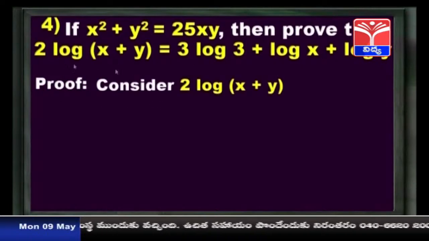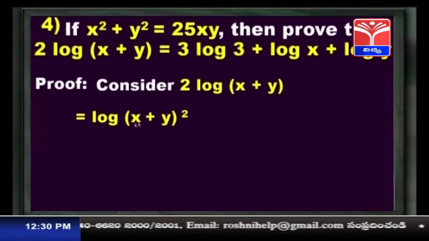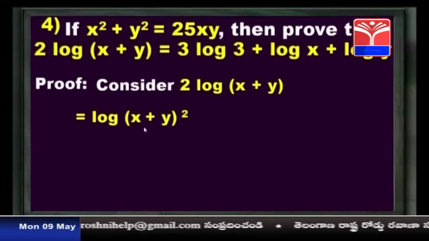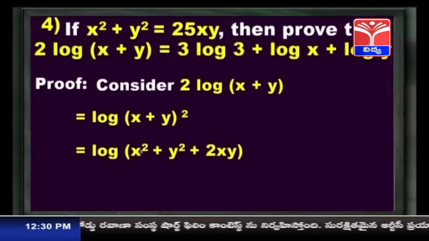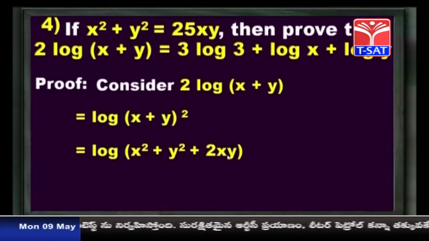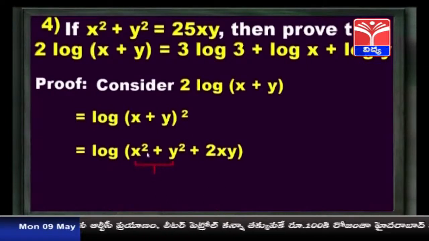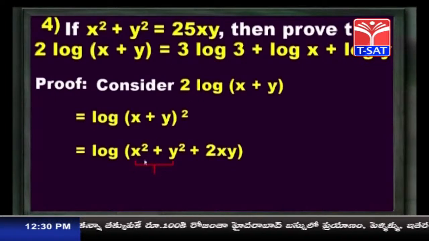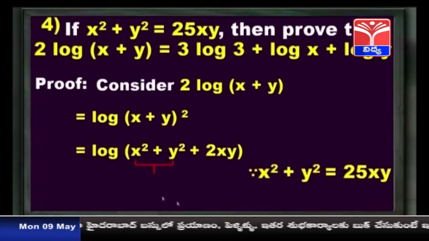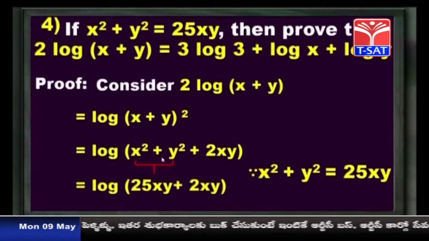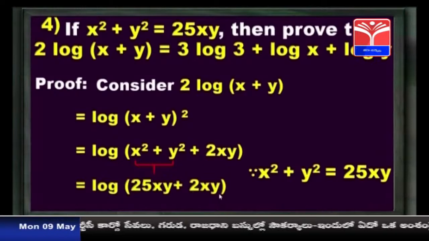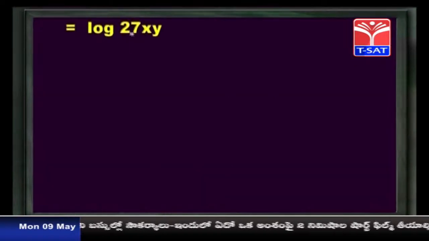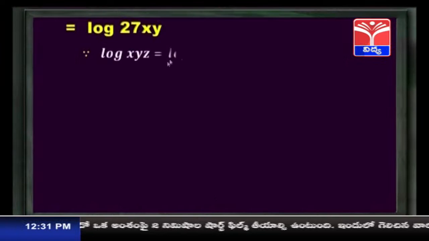Proof: consider the left hand side 2 log of x plus y, which we can write by the power rule as log of x plus y whole square. So x plus y whole square, expanding this, is x square plus y square plus 2xy. So x square plus y square is given in the question as 25xy. If I substitute here, log of 25xy plus 2xy. So 25xy plus 2xy becomes 27xy, log 27xy.